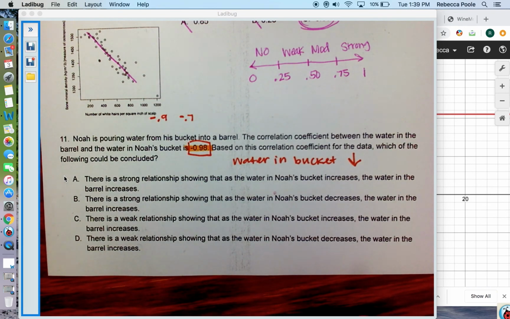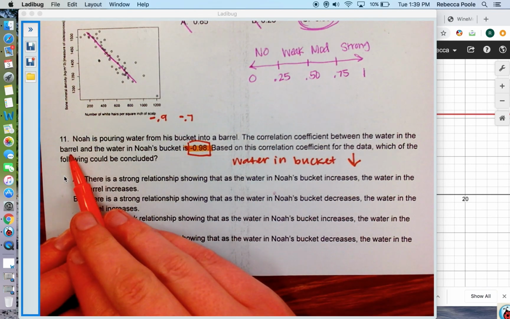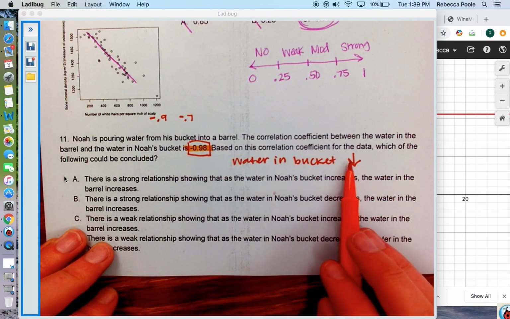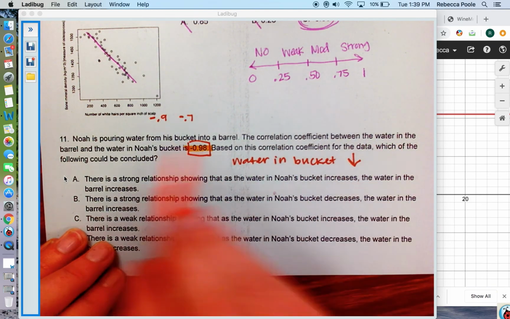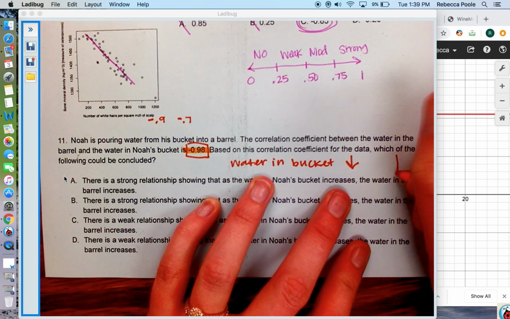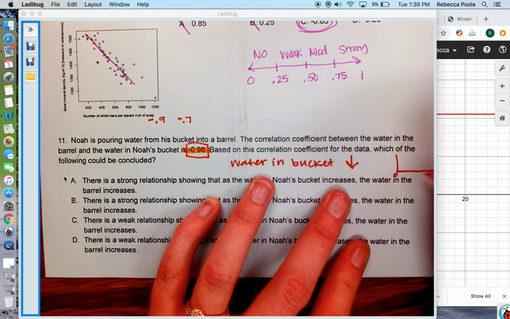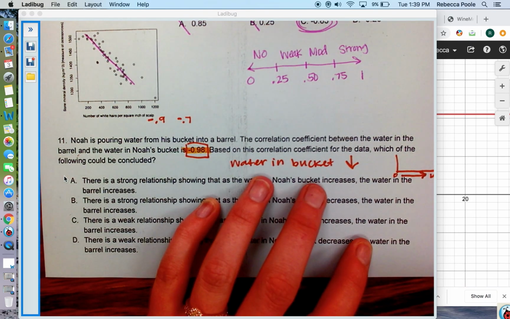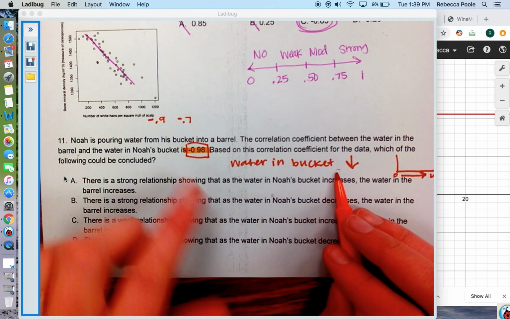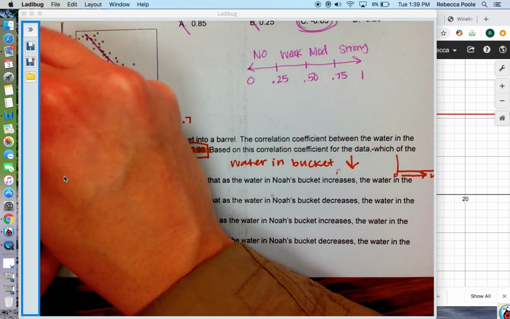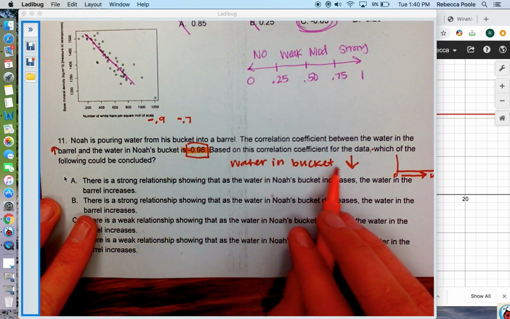So we need to look for the answer choice that says that as the water in the barrel is going up, the water in Noah's bucket is going down. So remember, the water in the barrel is always going to go up because when we make a graph for our x's, the smallest number always starts here and the biggest number always goes down here. So our x's are always going to increase, but these y's are decreasing. So I want to look for the answer choice that says the water in the barrel goes up and the water in Noah's bucket should go down.